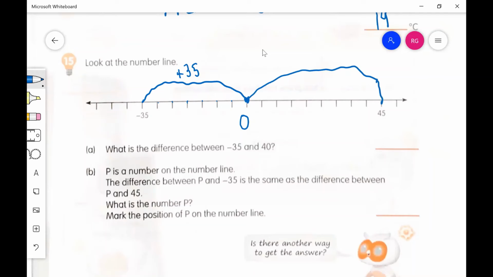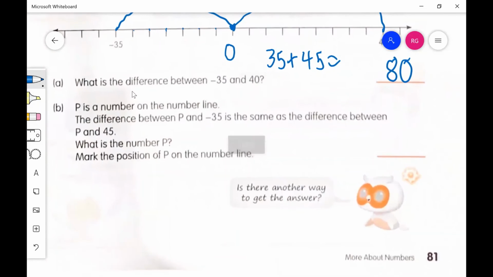Yes, you got the right answer. How many is it from here? Plus what? Plus 45. All right, so if we take 35 plus 45, what do we get? 80. You should get 80. Okay. All right. Let's move on down there to B. It says P is a number on the number line. The difference between P and negative 35 is the same as the difference between P and 45. What is the number P?